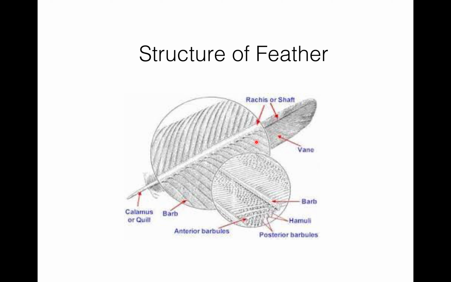Then there are barbules. The size of the barbs gradually decreases toward the two ends of the rachis, and each barb gives rise to two rows of many extremely delicate oblique filaments, which are called barbules. These are the barbules, also known as radii. So this is the basic structure of the feather.